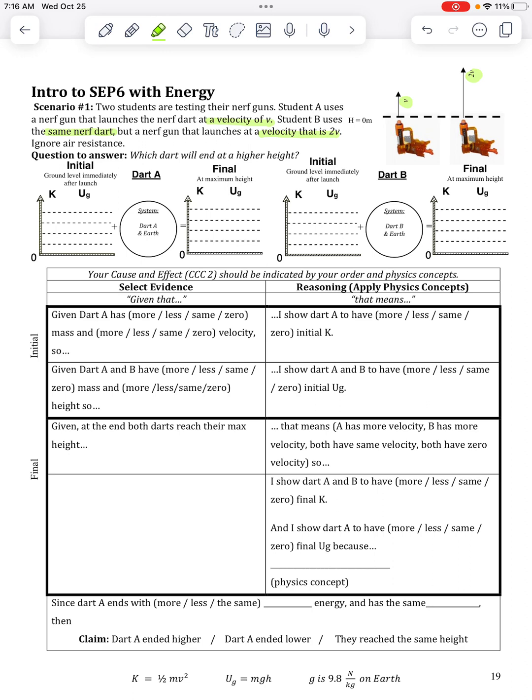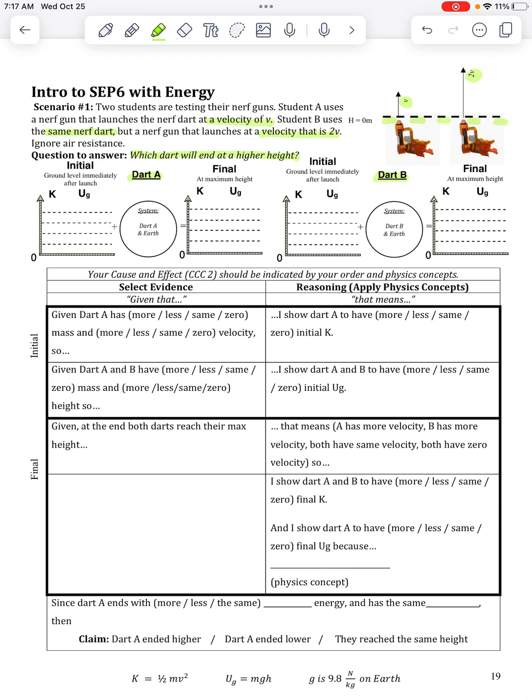And we can see we've labeled a height of 0 meters. So initially they're at no height. So that's going to help us make our LOL. And so the question to answer is, which dart will end at a higher height? And so this is a classic SEP6 question in energy. It's usually comparing two situations. You're going to draw an LOL for dart A, you're going to draw a LOL for dart B, and you're going to use energy concepts to explain which one ends at a higher height.